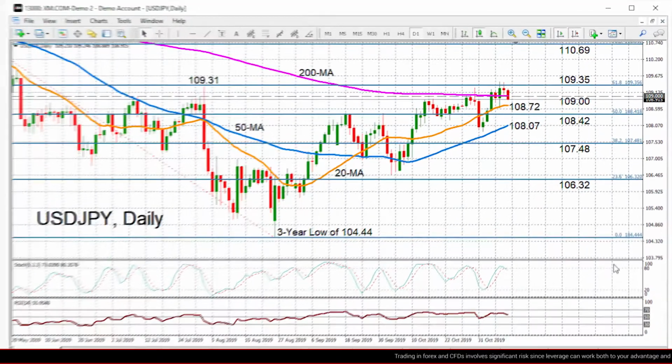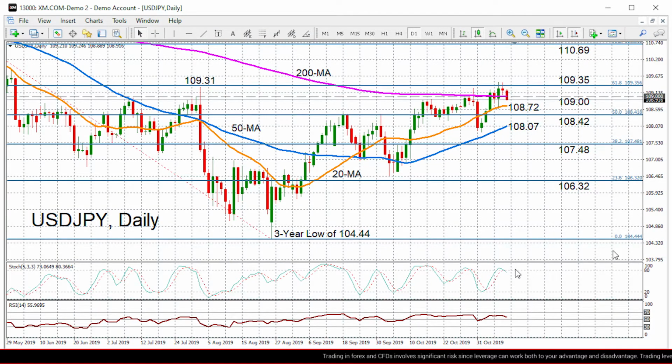Starting first with the dollar yen pair, looking at the momentum indicators, we do have some negative momentum there. We can see the percentage K line of the stochastic oscillator has started to cross below the percentage D line. They are near the overbought territory, so we could see that downside momentum increasing in the very short term. Looking at the RSI, it has also started to point downwards. It's heading towards its 50 neutral level.